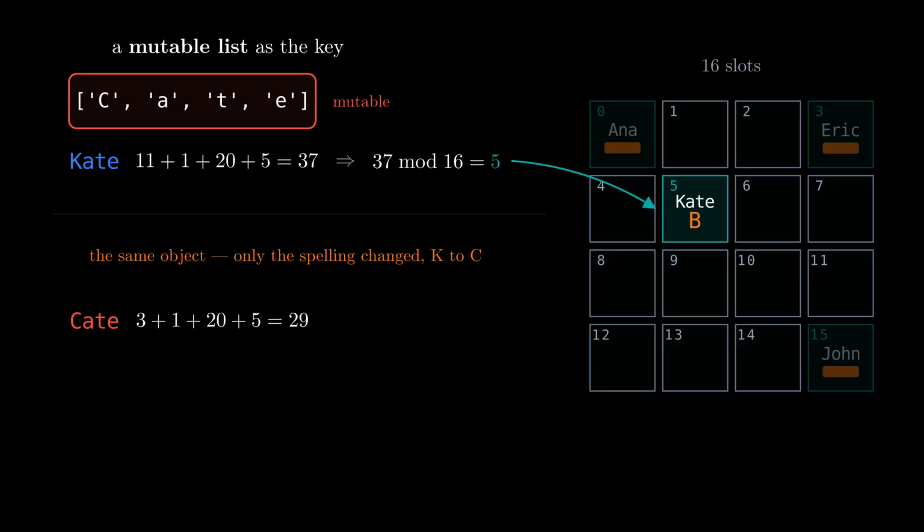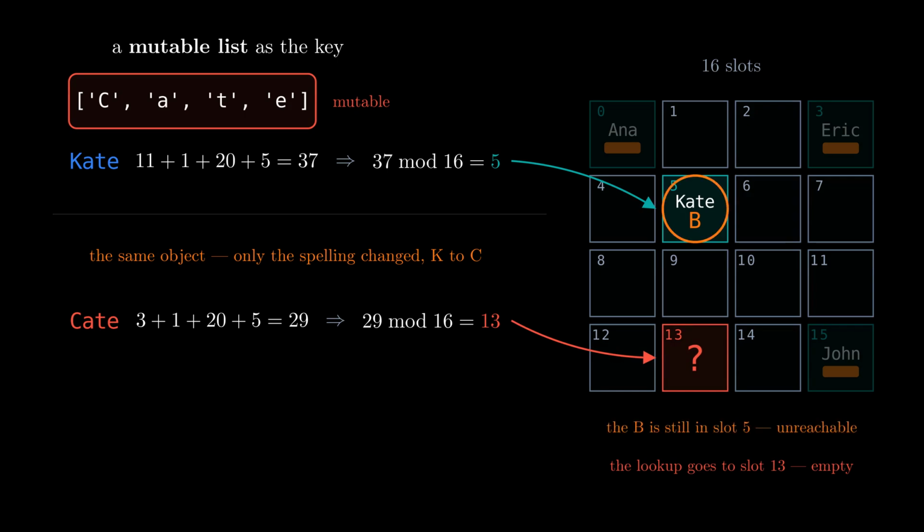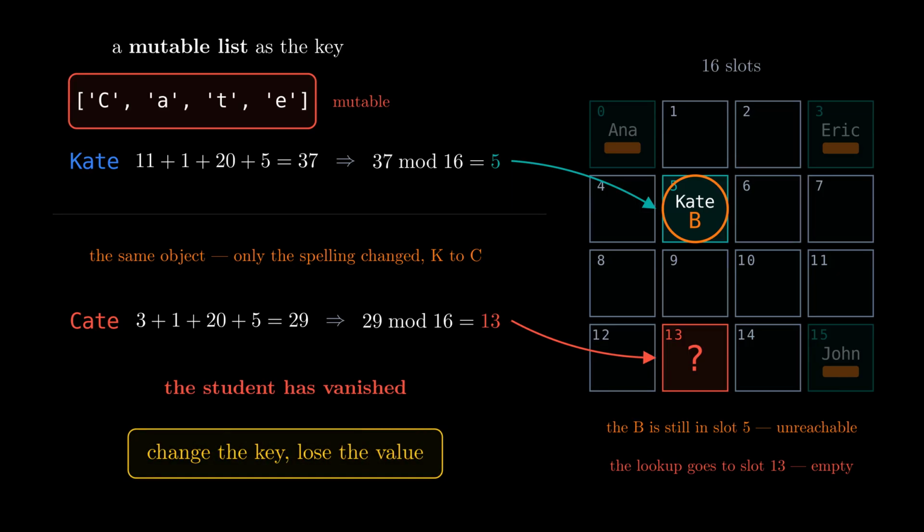3 plus 1 plus 20 plus 5 is 29, and 29 modulo 16 is 13. Python now looks in slot 13 and she isn't there. Her grade still sits in slot 5, unreachable. The student has vanished. That is precisely why a mutable object can't be a dictionary key. Change the key, and the hash may point somewhere else entirely.